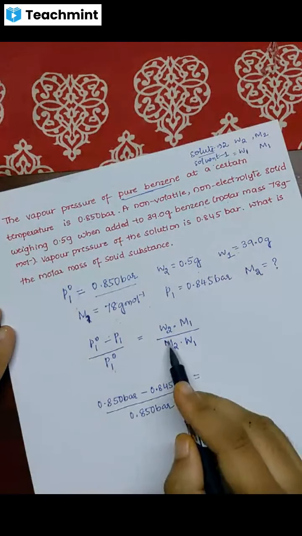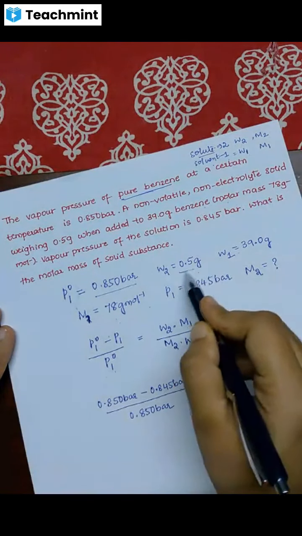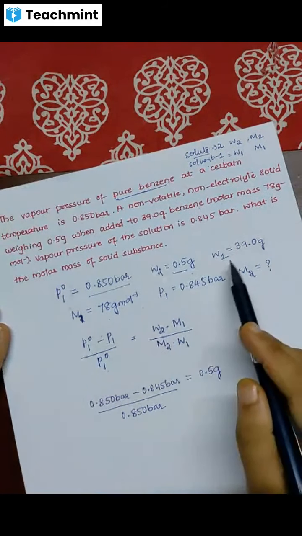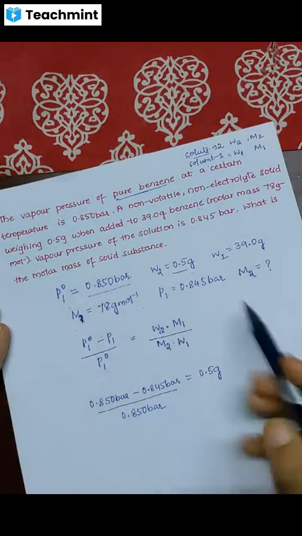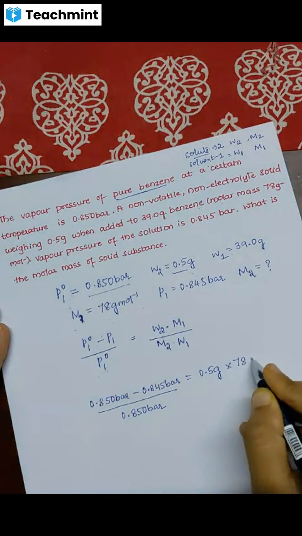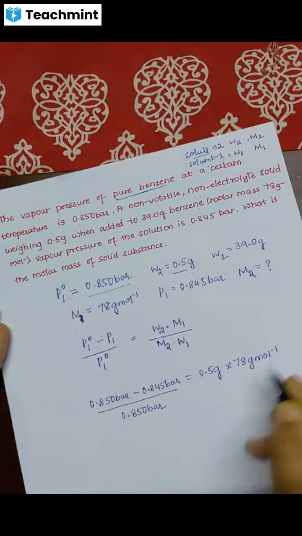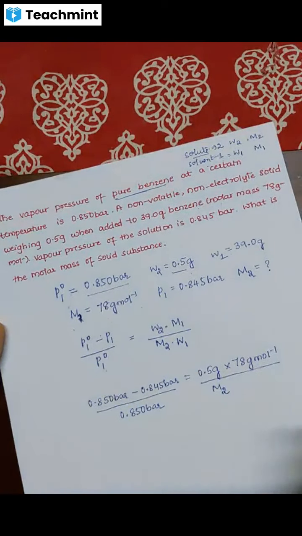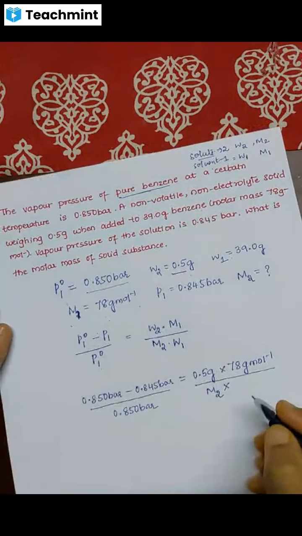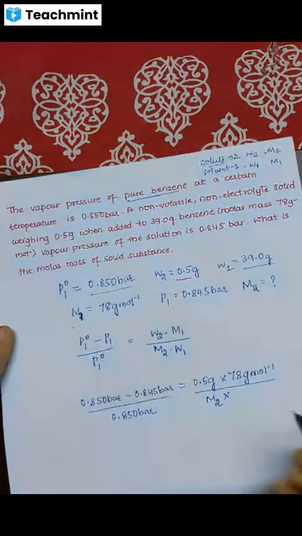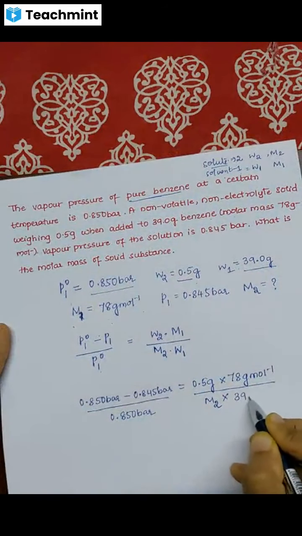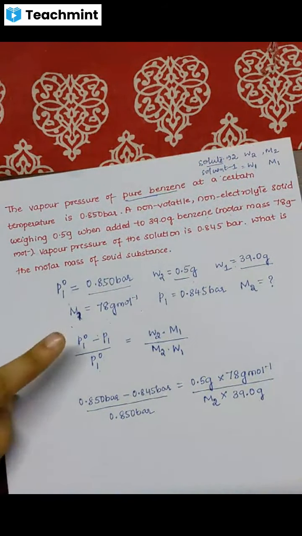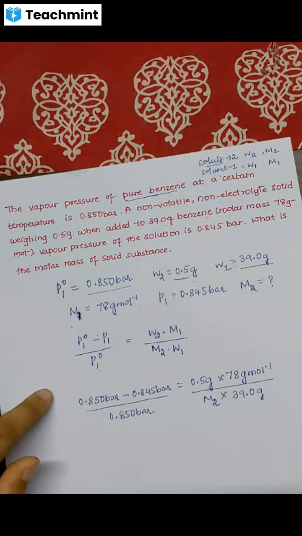Next, W2, mass of solute. What is the mass of solute we have here? 0.5 gram. Then next, M1, that is 78 gram per mole, into 78 gram per mole divided by M2, which is what we are supposed to calculate. So M2 into W1. What is W1 given? It is 39.0 gram. So substitution: 1 mark is for formula, 1 mark is for substitution.